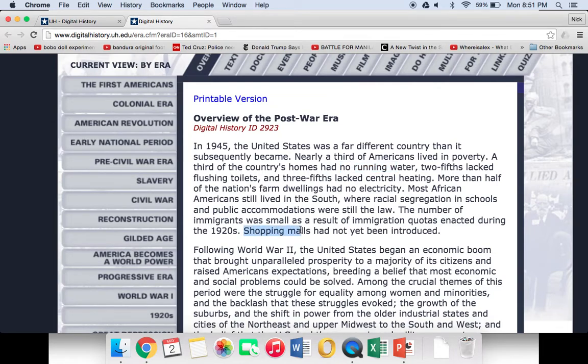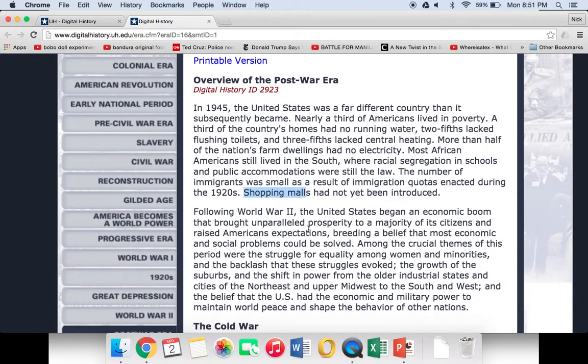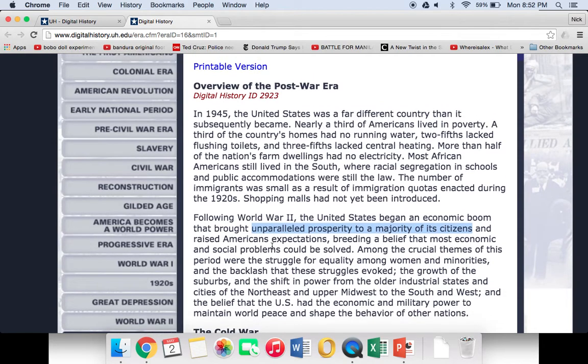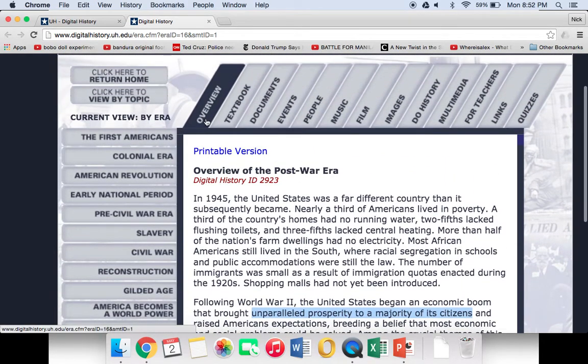There was no such thing as a shopping mall. Following World War II, the U.S. began an economic boom that brought unparalleled prosperity to a majority of its citizens. This is really when America becomes the country that you and I recognize, where we kind of expect prosperity. And that's what this says next. And raised American expectations, breeding a belief that most economic and social problems could be solved. I'll come back to the other stuff on that reading later.